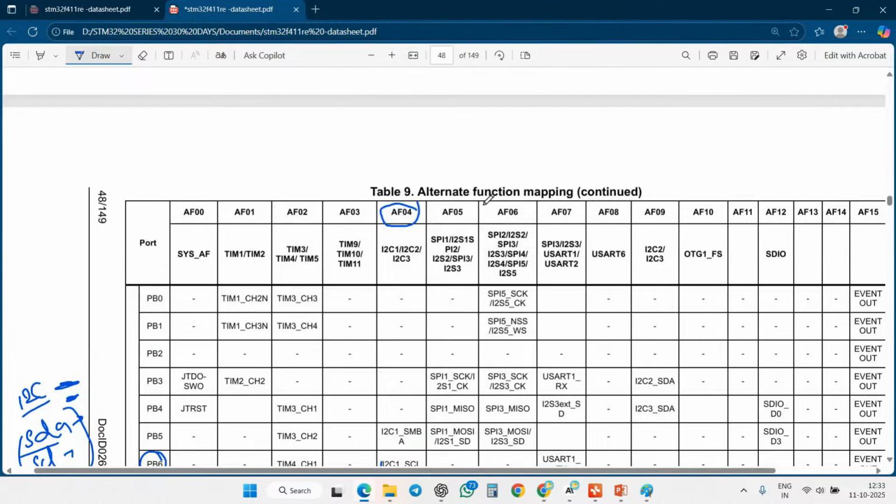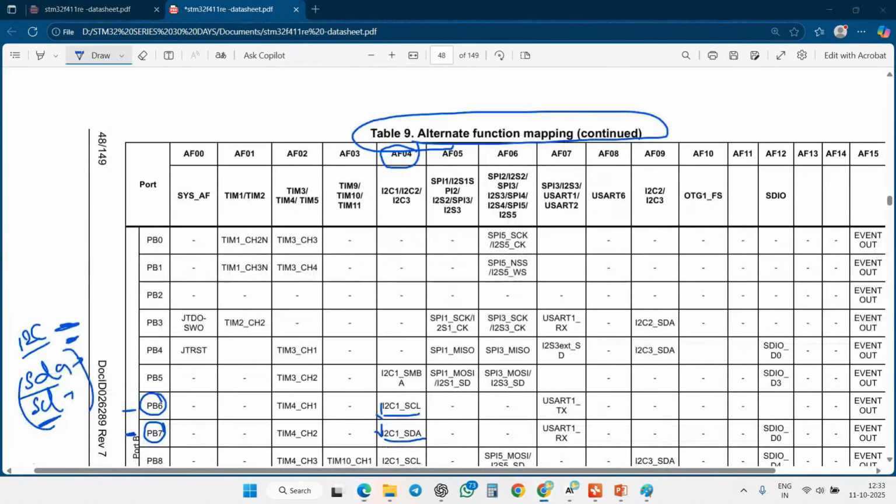At that time, you are going to use the alternative function mapping. You need to map the values. So I'm using this section, these pins, and I'm going to map the value of AF04.